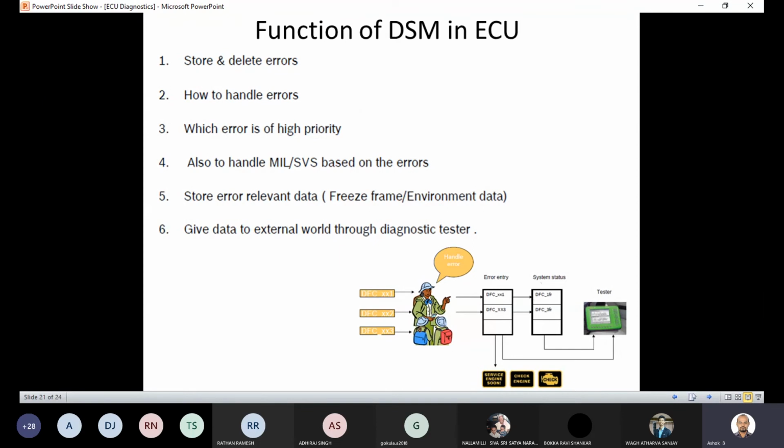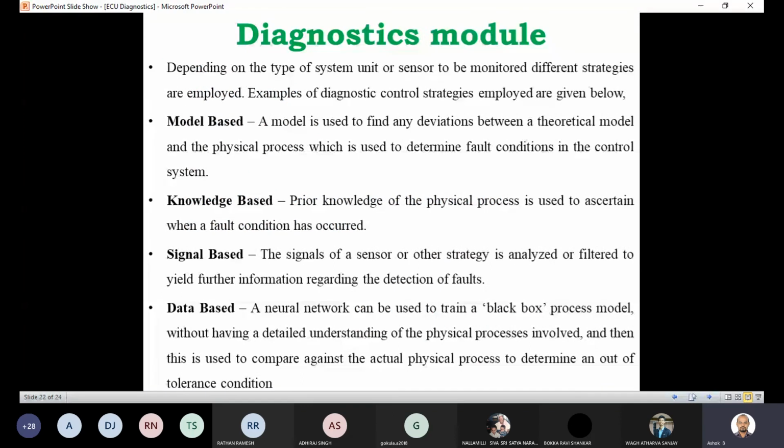So the functions of the diagnostic system manager in a typical ECU are that it will store as well as delete the errors, and handle the errors. It is programmed in such a way that it knows which error is of high priority and which error is of low priority. It also handles the malfunction indicator lamps based on the errors. It stores the error relevant data: when the error happened, what were the other vehicle operating conditions? It will freeze those operations in the read-only memory or random access memory and give this data to the external world through the diagnostic tester. So these are the certain functions of the diagnostic system manager.